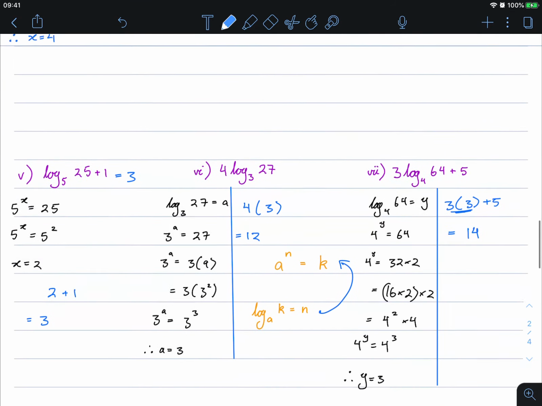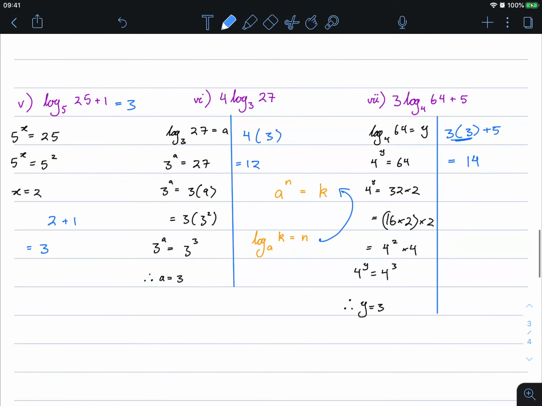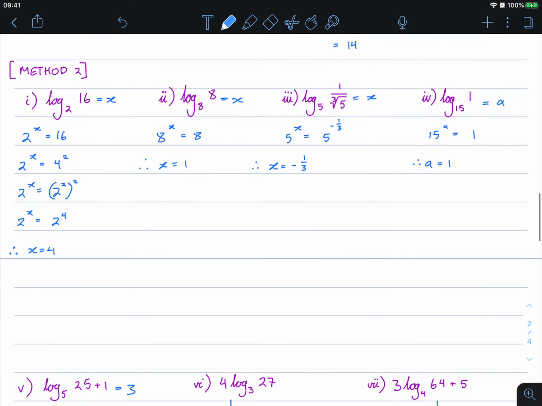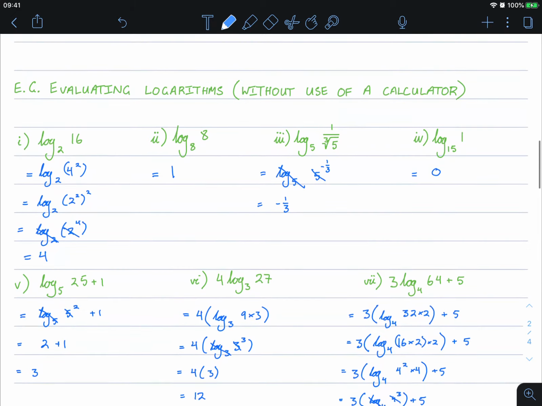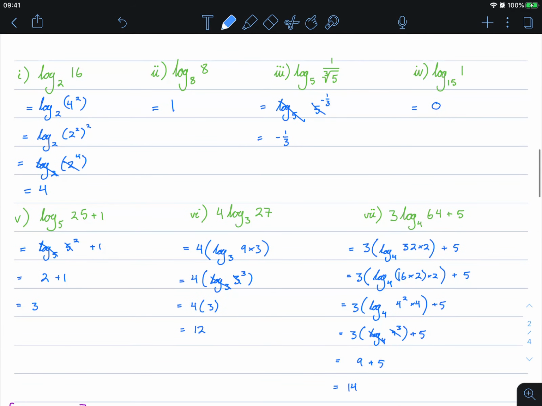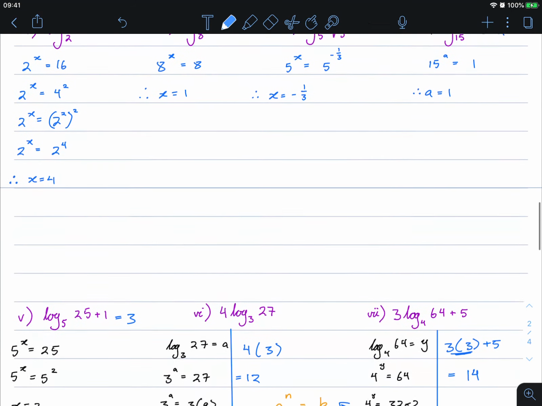So I hope that gave you an alternative method in evaluating logarithms using basic logarithm laws. In this second method, it's not as conventional. I do highly recommend that you learn this one first before going to this one.